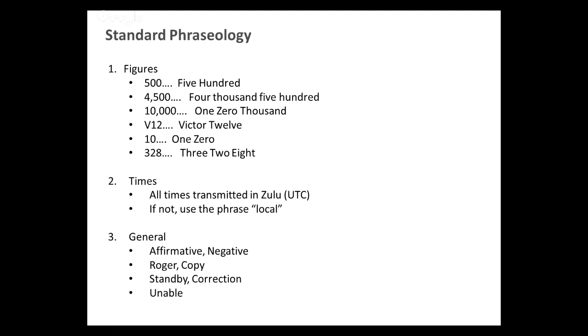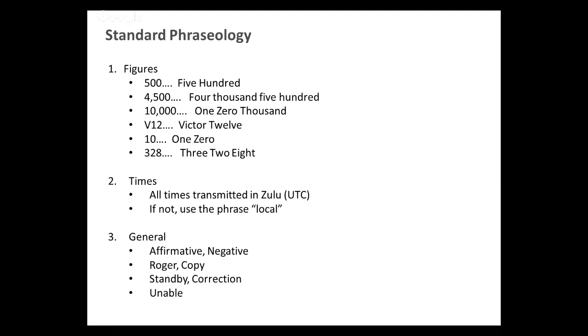All times are spoken in terms of Zulu. When you're flying the airplane, you're typically always reciting times to and from air traffic control in terms of the universal coordinated time, which is Zulu time. Zulu time this time of year is 6 hours ahead of us if you're in Texas. And if you're in New York City, it's 5 hours ahead.